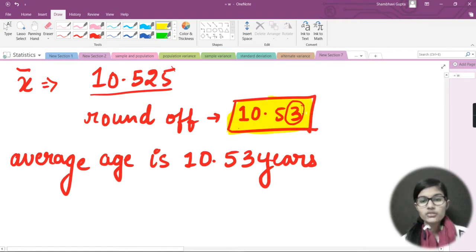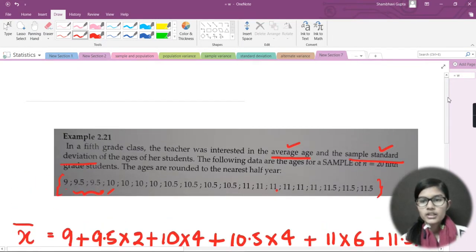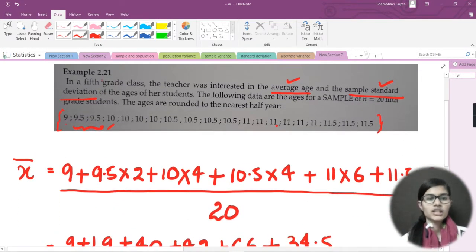It was asking us to find the average age, right? Let's go and see that once more here. This is my question, and it was saying that in a 5th grade class, the teacher was interested in the average age. Fine, so this average age is completed. Now what is our next task? The next task is to find the sample standard deviation.